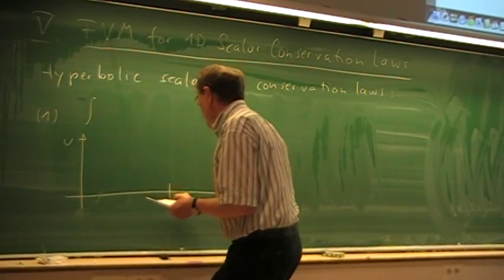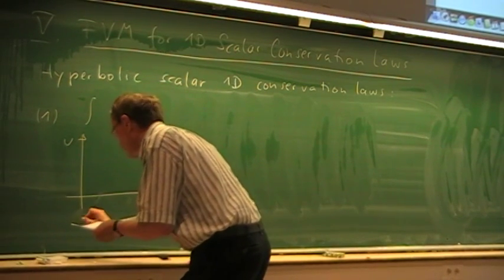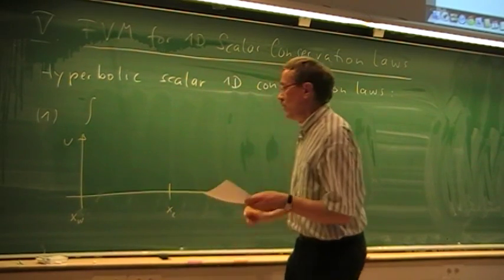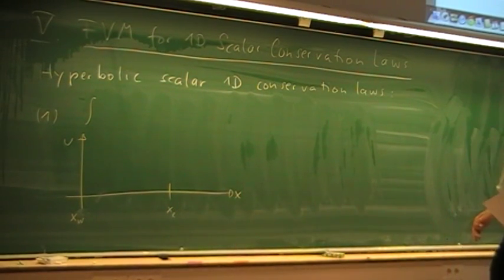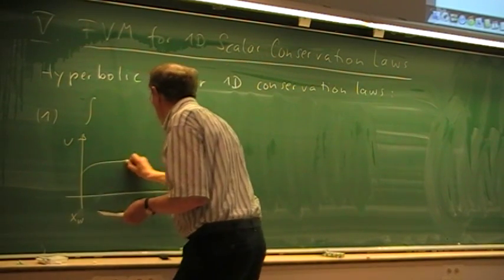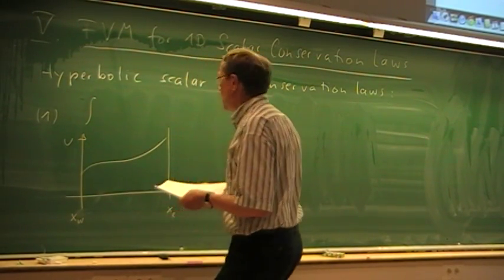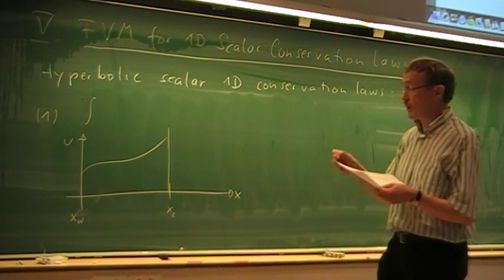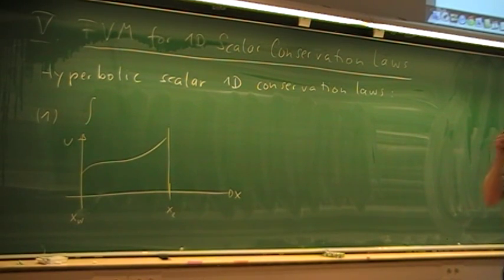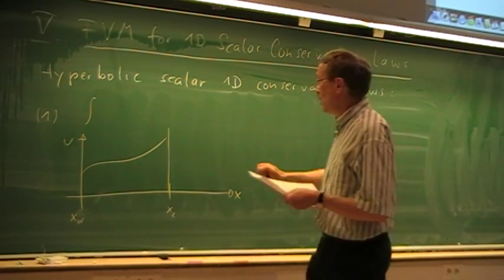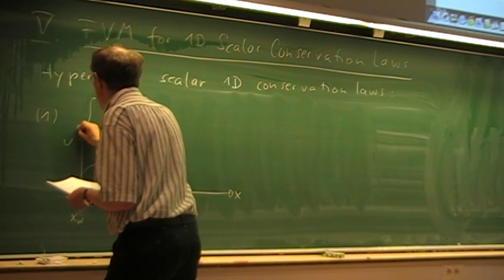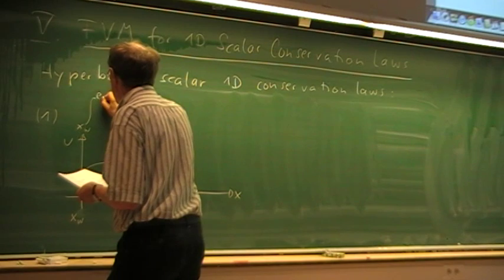And we imagine that we are looking at an interval that is bounded by the faces xw for west and xe for east. And we have there some solution, and we want to look at what is happening there. And when we derive a conservation law, we do it for the integral form. So then we will have here the integral from xw to xe.